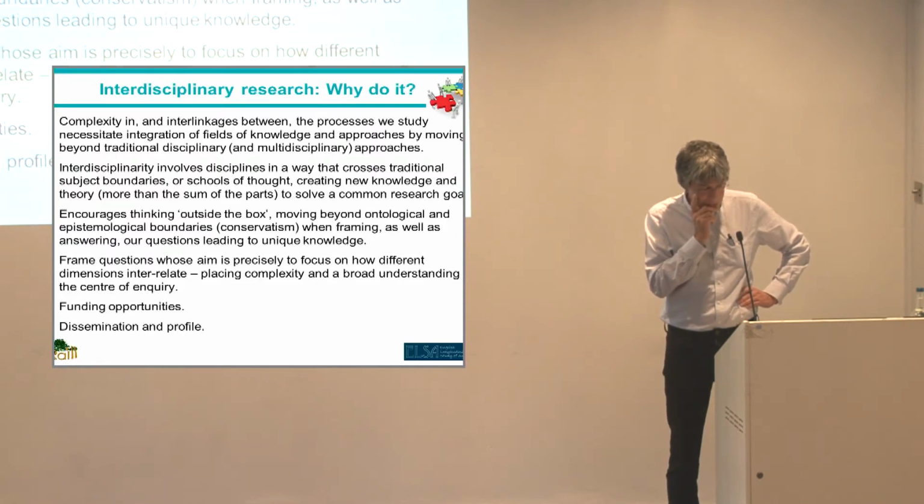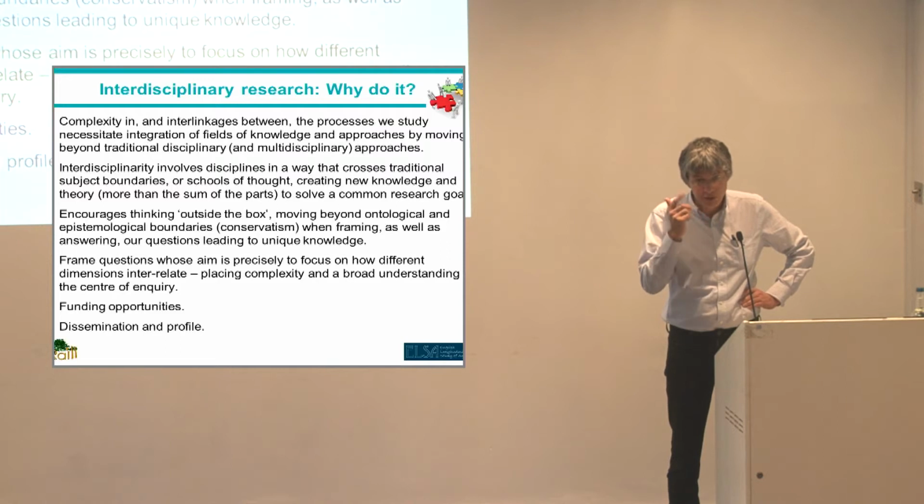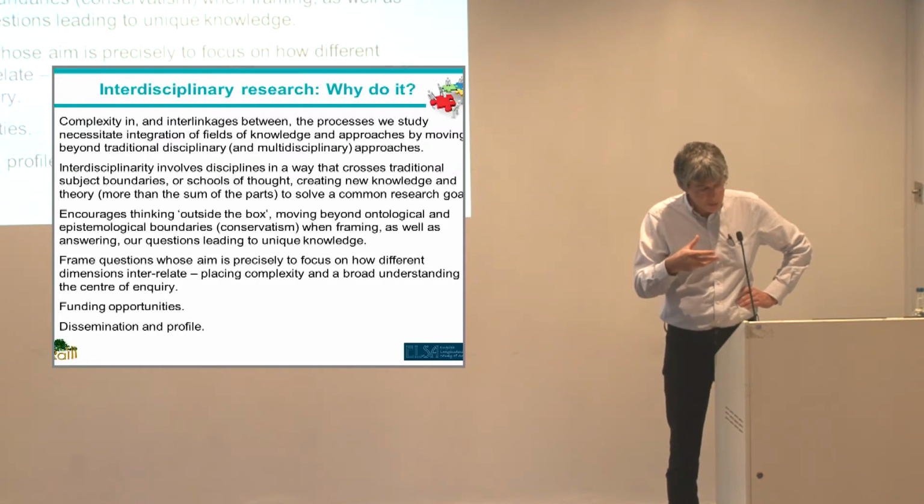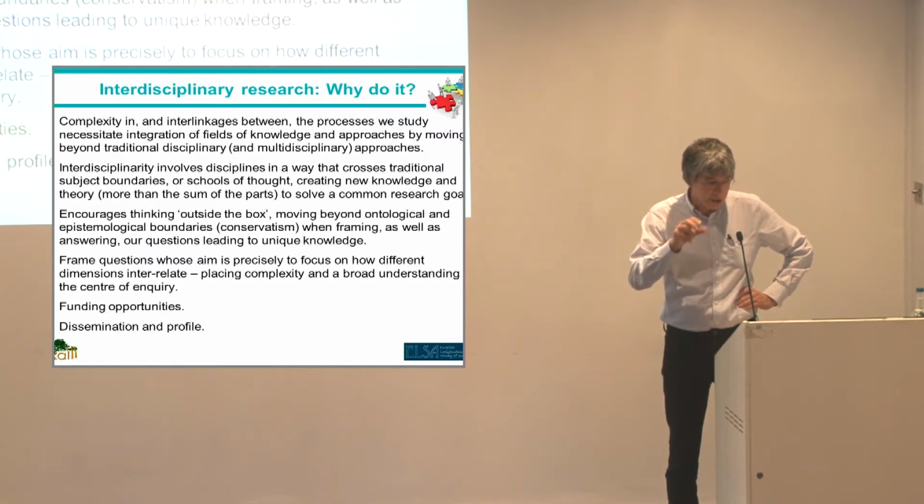Why do we do interdisciplinary research? Perhaps you might want to pay most attention to the final two bullets here, but there are theoretical reasons for doing it as well, or scientific reasons. And the argument is that if we are interested in something like inequalities and something complex like frailty, then these are complex concepts, complex processes with interlinkages between processes that are typically studied by different disciplines.